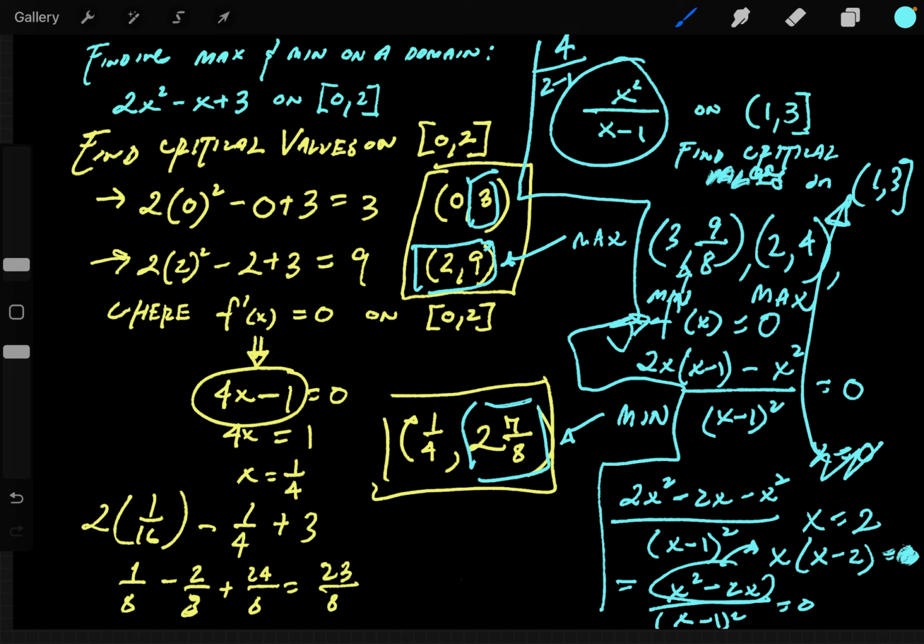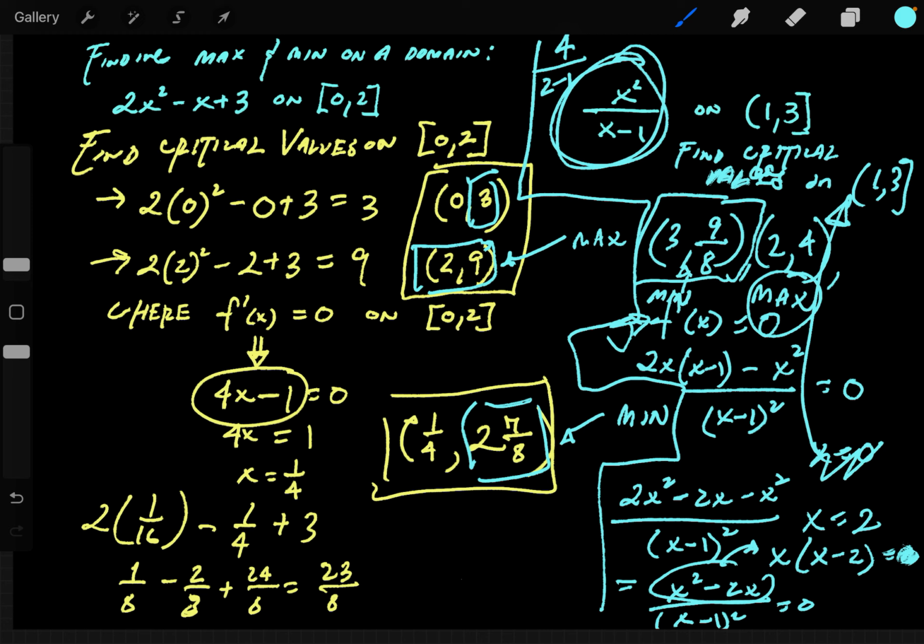Oh wait, did I plug in 3? Oh yeah, okay, so now what's happening from 1? Oh yeah, it's increasing, right? So it's increasing everywhere from 1, not including 1, to 2, this function. And then it reaches its max, and then it decreases to this value over here.